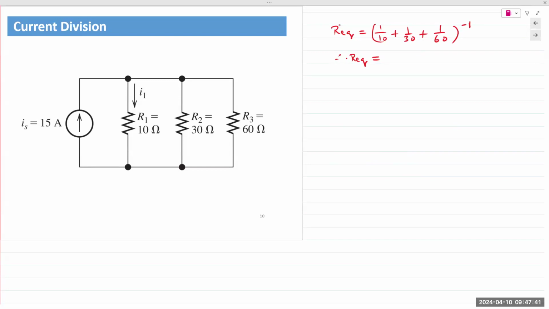If you have MATLAB on your smartphone, you can type this in there. Anyone? 6.6667. Does everybody have the same answer? Okay, that is correct.